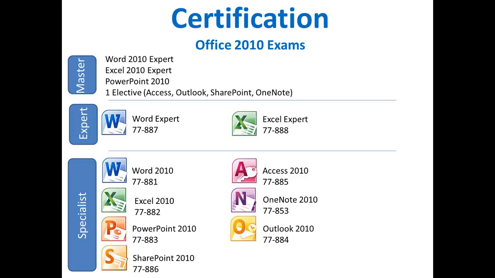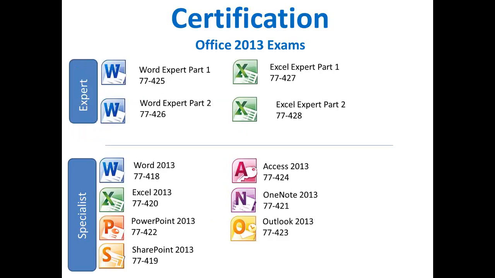Now, let's look at certification for Office 2013. So the specialist level exams are listed at the bottom of this slide. Once again, the same 7 2013 specialist exams are listed there. Now, the expert level exams for 2013 are a little bit different. So there's 2 Word Expert exams. There's a Part 1 and then there's a Part 2. And then for Excel, there's also a Part 1 and a Part 2.